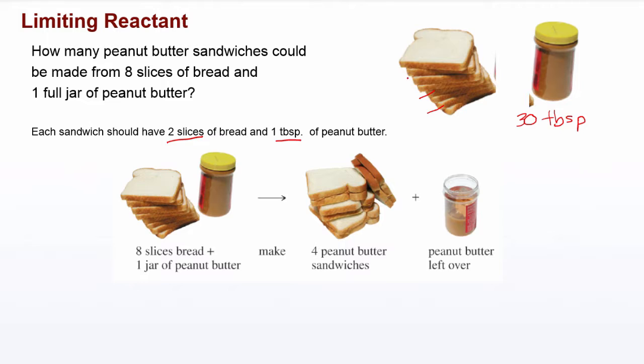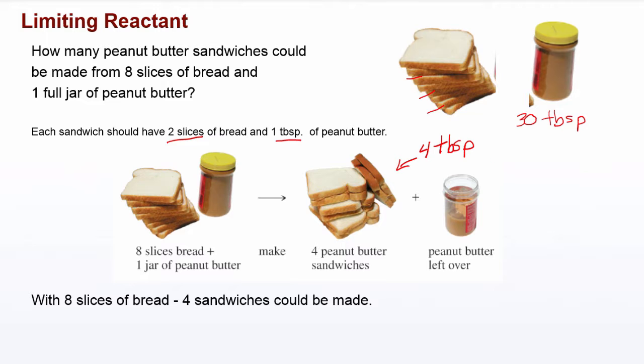So there's a sandwich, there's a sandwich, there's a sandwich. We divide that by 4. All we really need is 4 tablespoons, because we only need 1 tablespoon of peanut butter for each of these sandwiches. So that means we've got peanut butter left over. So with 8 slices of bread, just 4 sandwiches could be made.